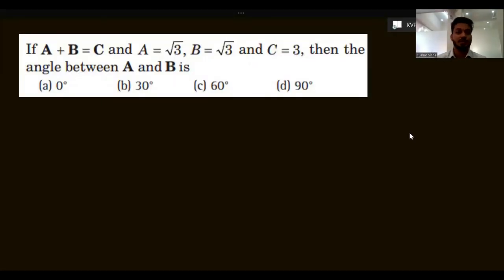Okay, let us do the next question. In this, they are saying there's A plus B equal to C. The magnitude of A is given, magnitude of B is given, and the value of C is also given. And we are asked what is the angle between A and B.